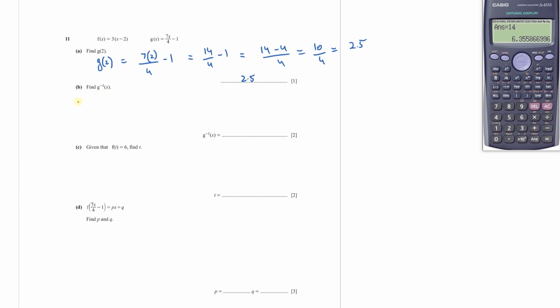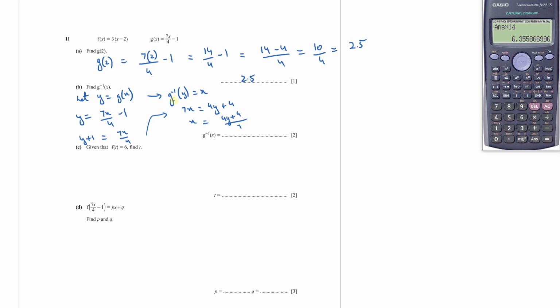Find g inverse of x. So we let y equal g of x. So this gives us, if I take this g to the other side, g inverse of y equals x. So let's use this to write g of x and then make x the subject of the equation. So g of x is 7x over 4 minus 1. So this will give me y plus 1 equals 7x over 4. If I take this 4 to the other side, I will get 7x equals 4y plus 4. And then x will be equal to 4y plus 4 over 7.